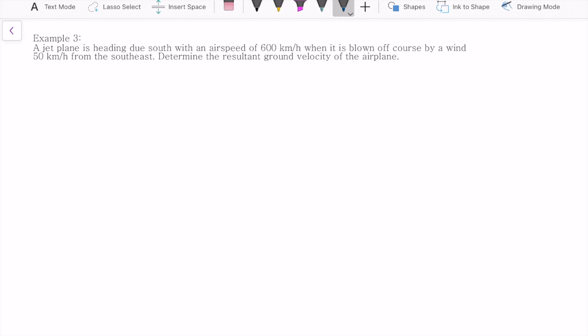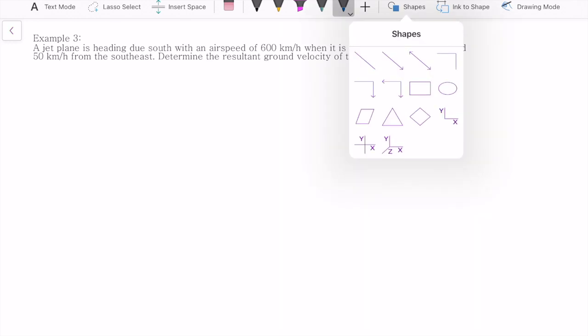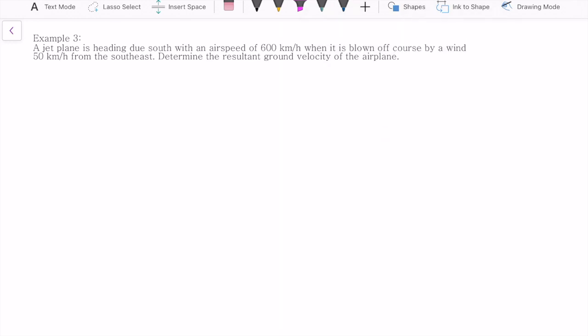So now example 3, now we have a question regarding application of vectors and navigation. So a jet plane is heading due south with an airspeed of 600 km per hour. So once you read that, you should start drawing your diagram of the airplane heading south. And it's 600 km per hour. And it's blown off course by a wind 50 km per hour from southeast.